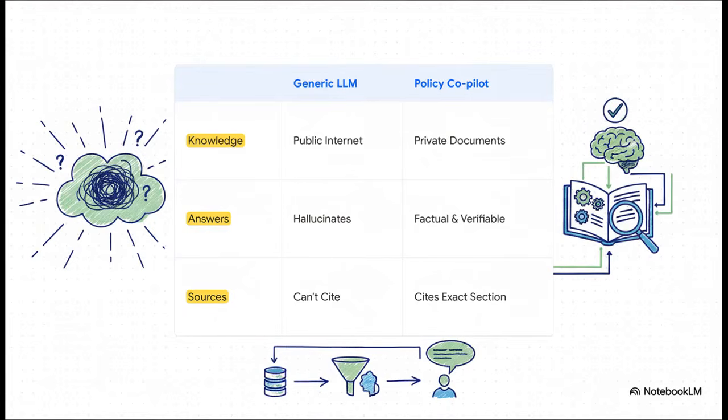Okay, so here's our mission. We're going to transform that generic, kind of clueless LLM into this super smart policy co-pilot. We want to go from an AI that only knows what's on the public internet to one that knows our private company documents inside and out. We're talking about moving from made-up answers to factual, verifiable answers that can even cite the exact source. So, how do we actually build this thing?